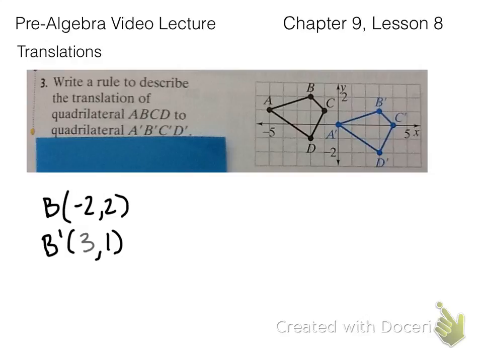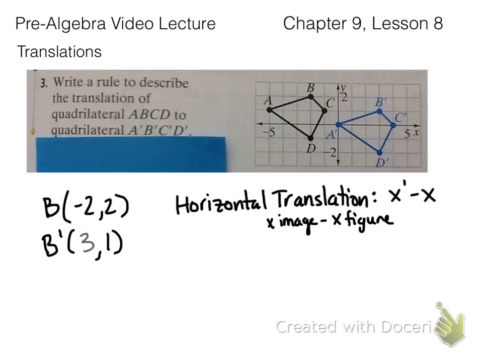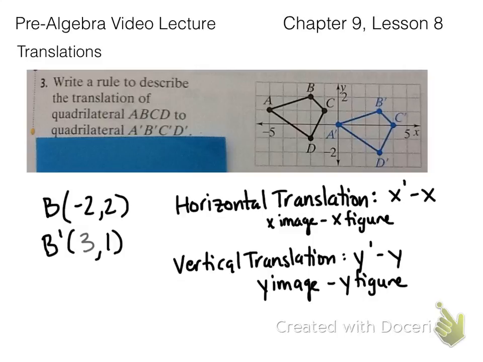So let's go ahead and figure out what my horizontal change would be. My horizontal change is my x image coordinate minus the x figure coordinate. So it's the x's minus each other, but we're subtracting the figure from the image. And then if we want the vertical change, we're going to do the y image minus the y figure. So let's do that math real quick. The horizontal change first, which has to do with the x's: 3 minus negative 2, which gives me 5, and 1 minus 2, which is the vertical change, negative 1.